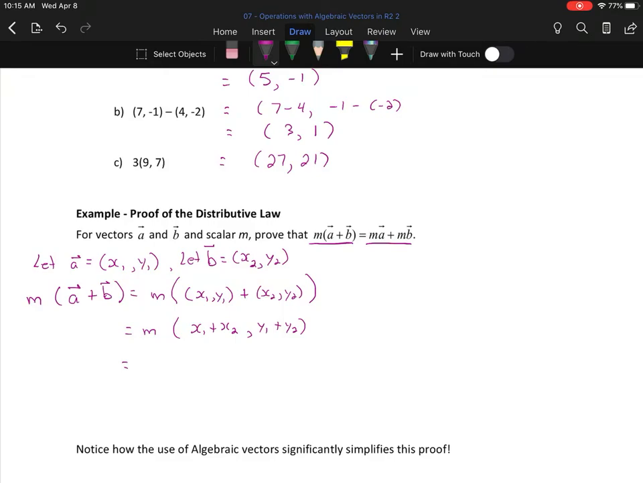And my new distributive property tells me if I've got a number out front, this m out here, I just multiply it by the x component and multiply it by the y component. So what I get is a vector m times (x1 plus x2), m times (y1 plus y2). And then these are just numbers in here. This is not vectors we're talking about. They're just numbers, and so I can distribute those like I always have: m x1 plus m x2, m y1 plus m y2.